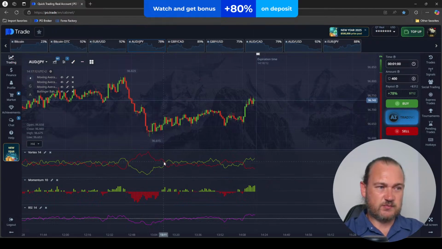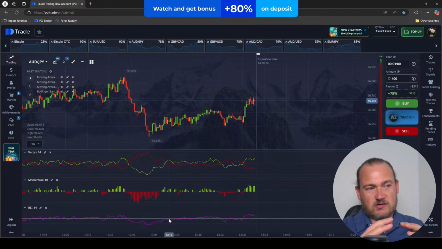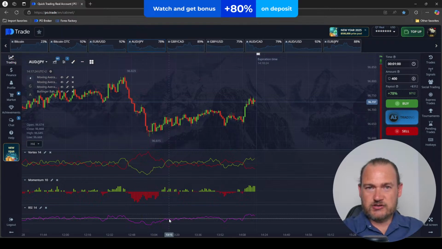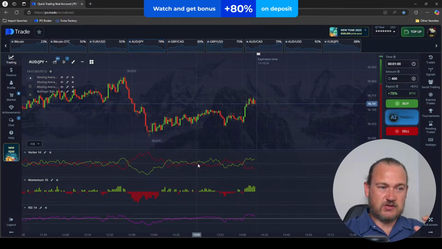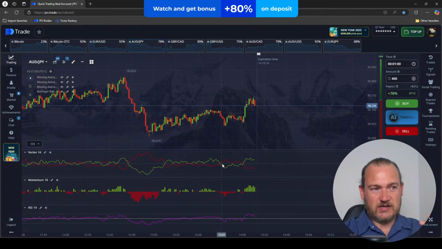When the Vortex crossed bullish here, my RSI failed to break through the 50 line. So my RSI showed me that the bearish momentum was conserved. We didn't go bullish, so this is not a trade we would take. And this is where we need to be alert, where the patience comes in. On this cross though, we had a good trade as well.